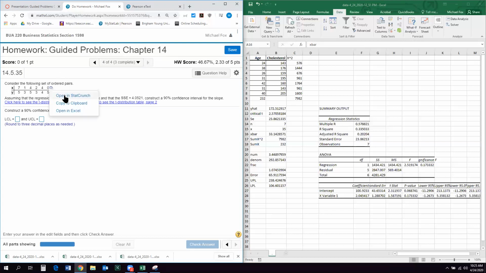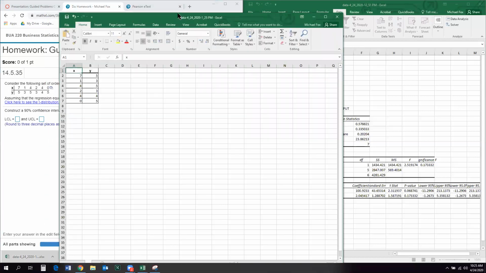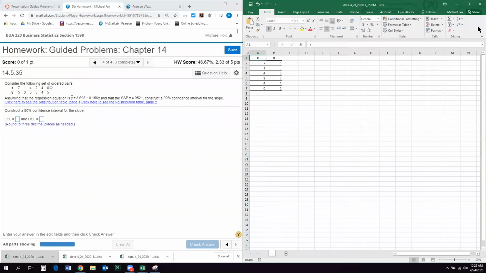Consider the following set of ordered pairs. Assuming the regression equation is yada, yada, yada, and the SSE. Is this kind of the same thing that we did? No, of course not. We need more to worry about. Anyway, this one is: construct a 90% confidence interval for the slope. And I'm trying to remember how to do that.